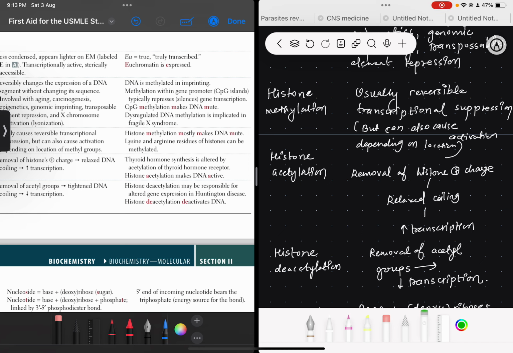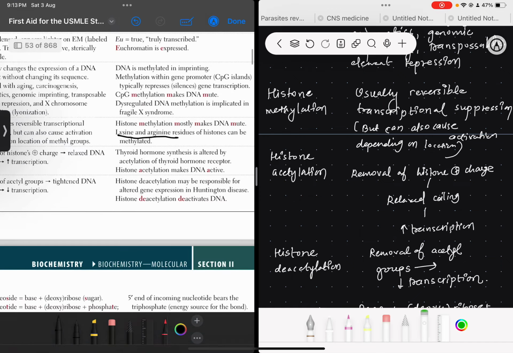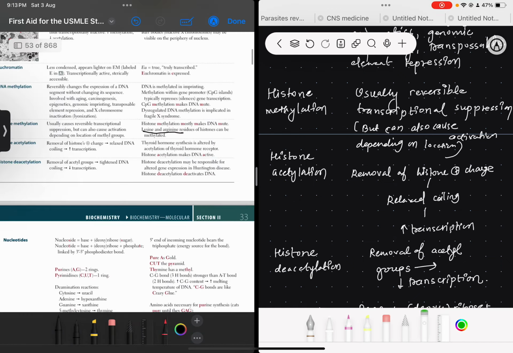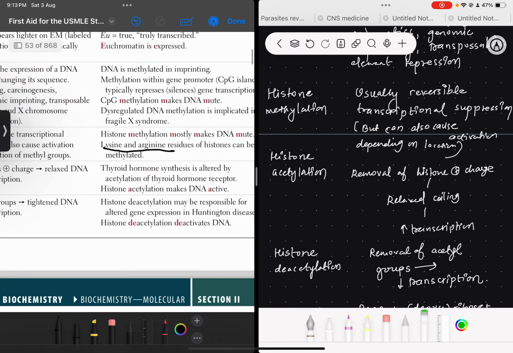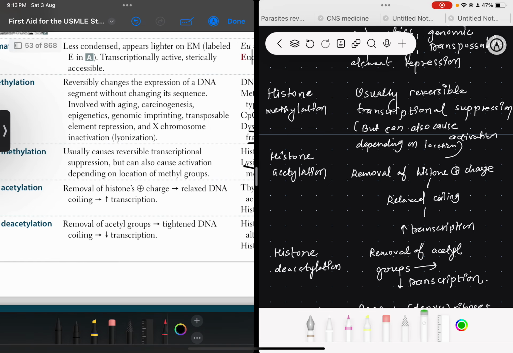And we have learned that lysine and arginine cause a positive charge on histones, and they are usually going to be methylated. So lysine and arginine will come up everywhere if you are talking about histones; here also you have to remember them. And yes, dysregulated DNA methylation is implicated in fragile X syndrome. You can also remember this one.